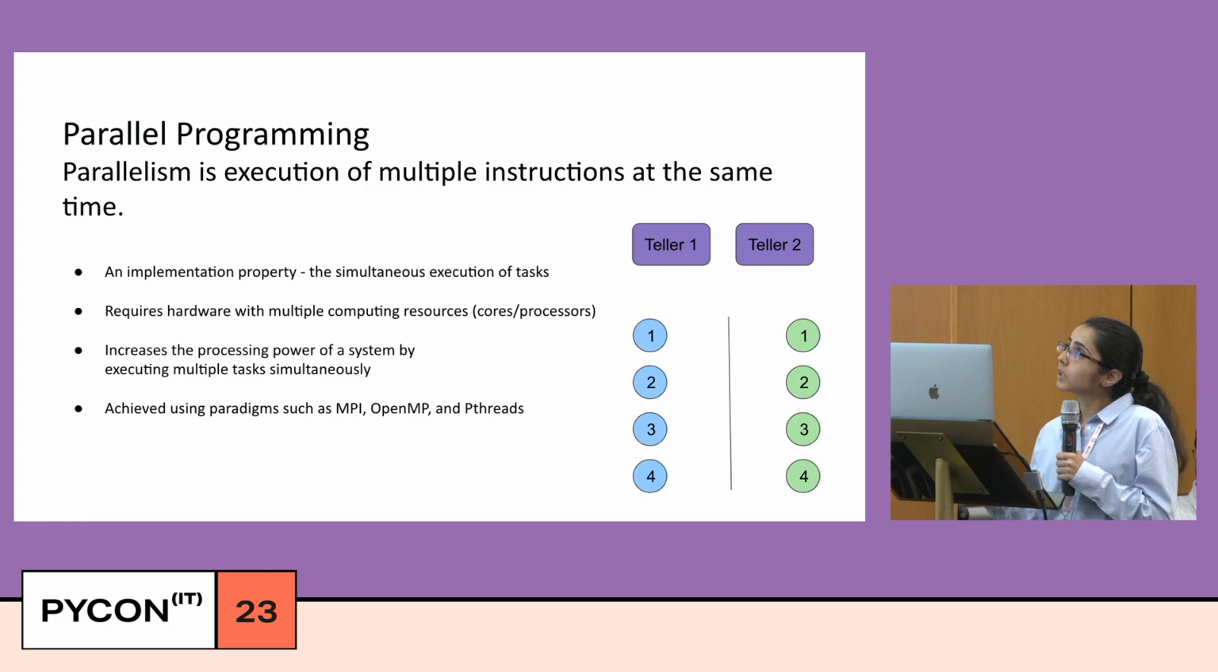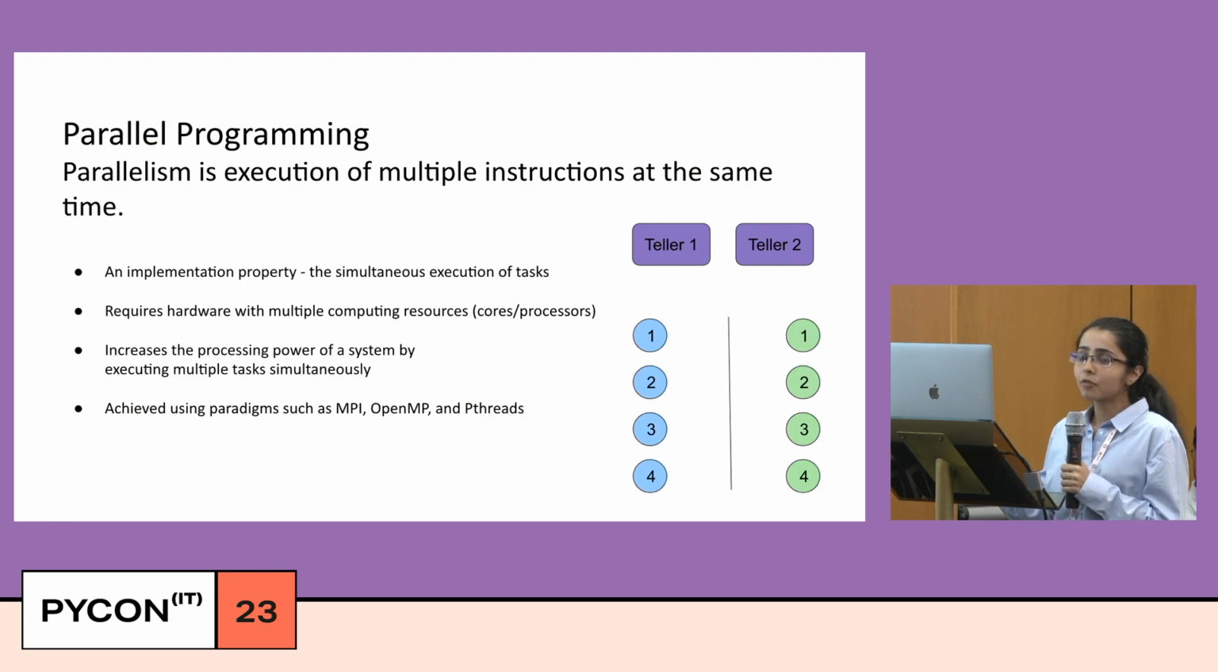Parallelism is actually the execution of multiple instructions at the same time. If we take the same example of the queue at the bank, now there will be two queues and there will be a teller for each queue. So both the queues will be progressing together and not waiting for each other. This is how you can understand the difference between concurrency and parallelism.